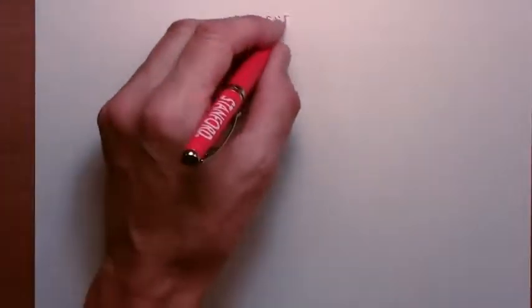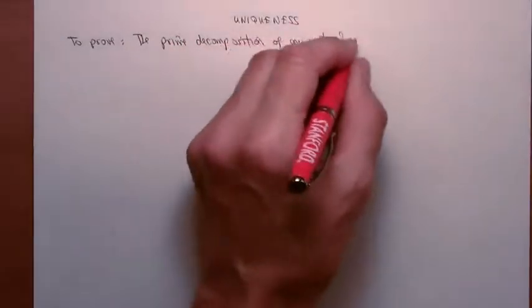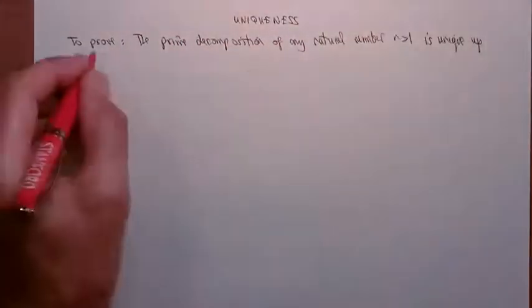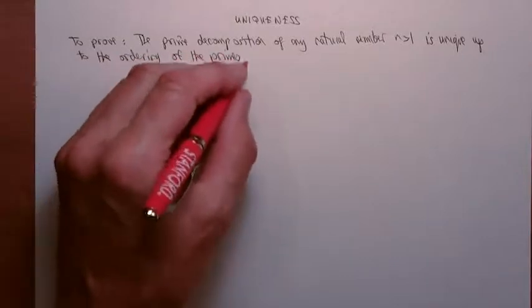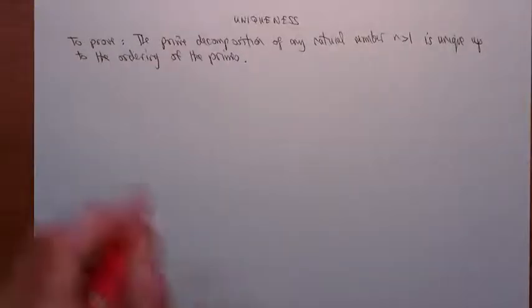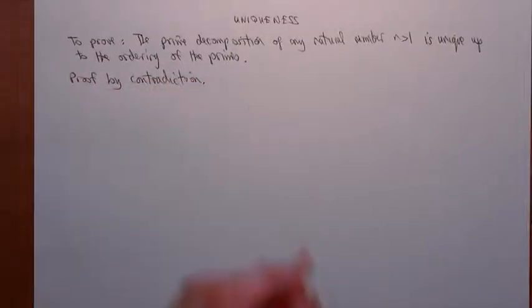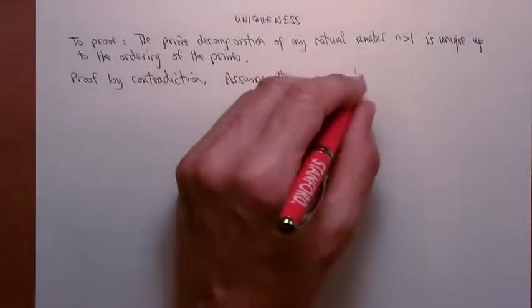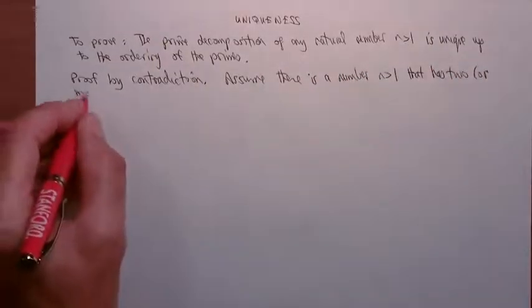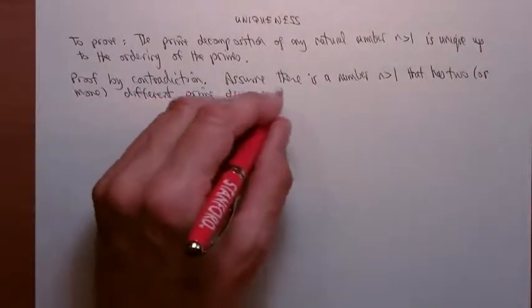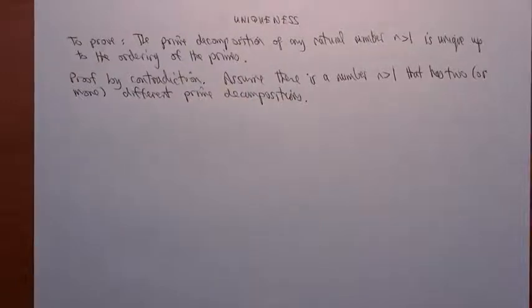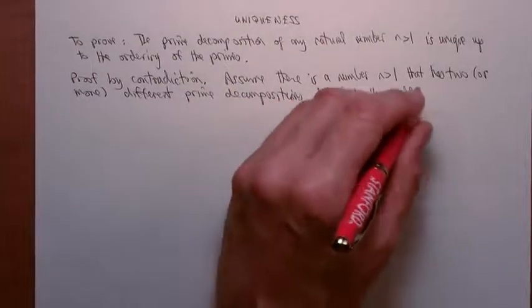Now let me prove uniqueness. So what I have to prove is that the prime decomposition of any natural number n greater than 1 is unique up to the ordering of the primes. And I'll prove it by contradiction. So assume there is a number n greater than 1 that has two, or more in fact, different prime decompositions. Let n be the smallest such number.